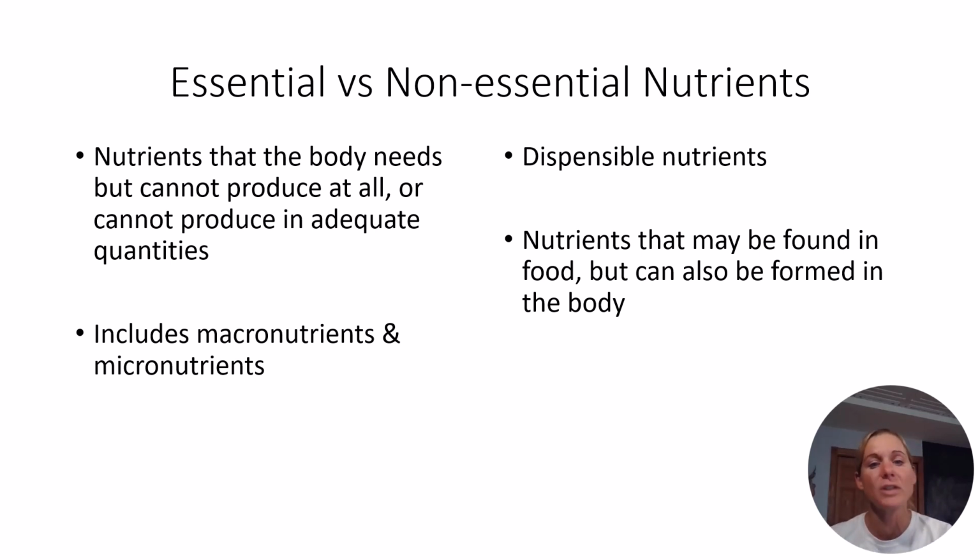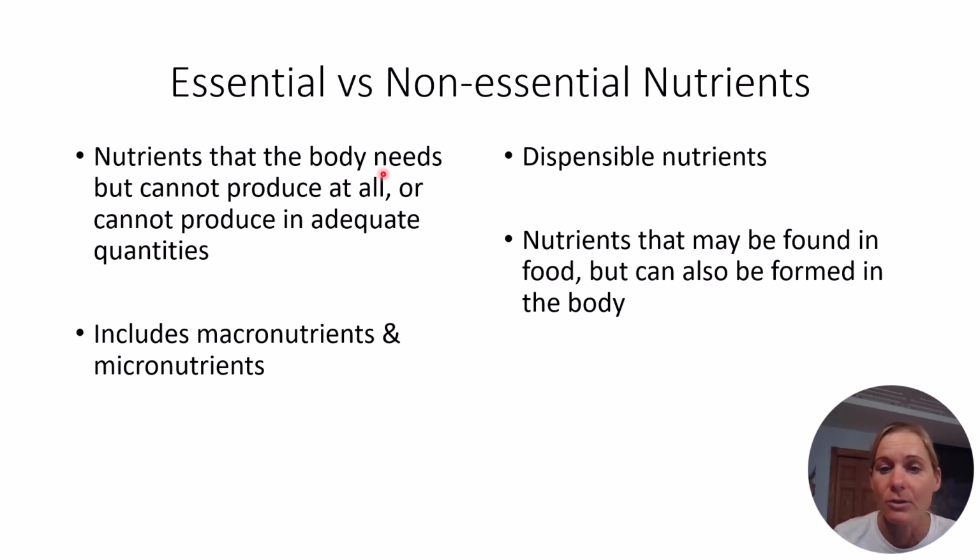So here we can understand the difference between essential and non-essential nutrients. Nutrients that the body needs but cannot produce at all, or cannot produce in adequate quantities, are known as our essential nutrients. This will include our macronutrients, which we know are carbohydrates, proteins and fats, as well as our micronutrients. So again, thinking about those vitamins and minerals.